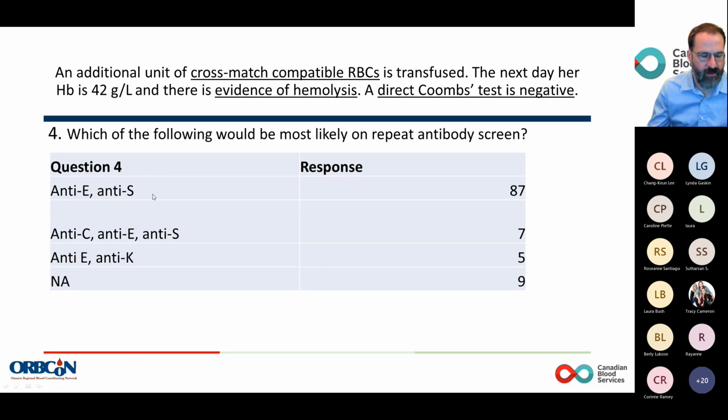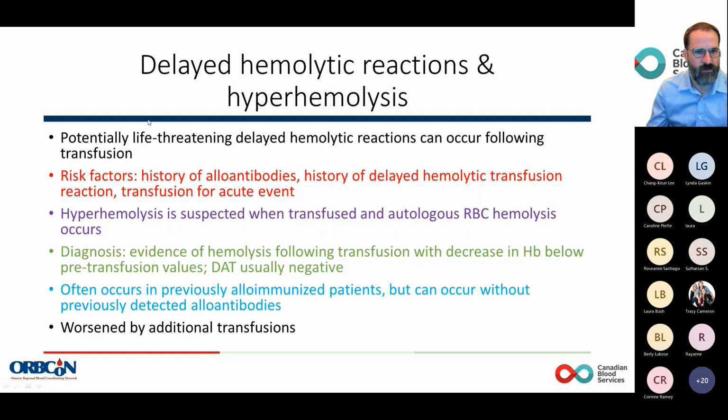So in terms of the best answer, I think most people got this one, the anti-big E and the anti-big S. Why is that? So what are we thinking is going on here? We've got a patient whose hemoglobin keeps decreasing despite transfusions, and even despite 3 units of RBCs, has had their hemoglobin drop to 42, lower than they were prior to any blood transfusions. So I'd be quite worried in this case about a delayed hemolytic reaction and possibly even hyperhemolysis. These are potentially life-threatening delayed hemolytic reactions that can occur following transfusion.